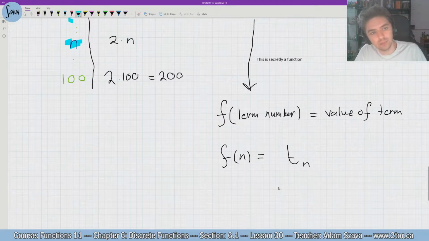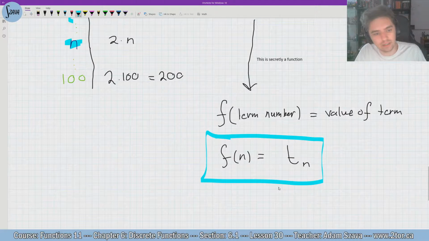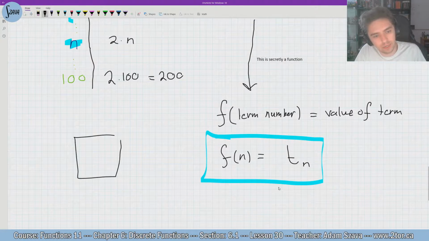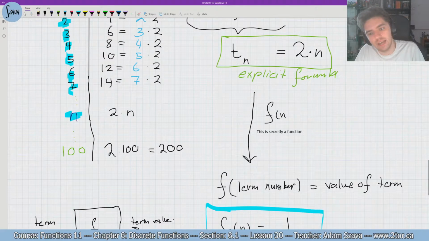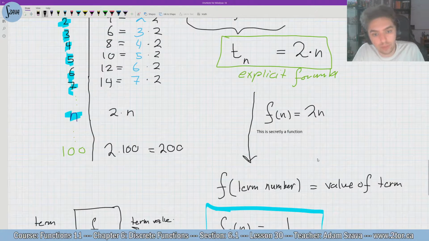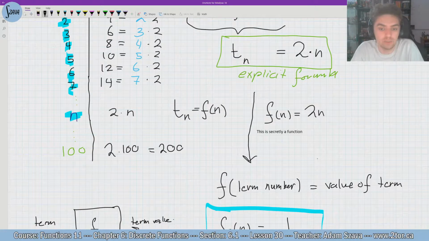And so it's really a function. It's a machine. Let's go back to our lesson number 2. It's a machine, f, that takes in the term number and outputs the term value. For our particular example, f of n equals 2n. And you can see it's a function. So whenever I write T of n, that is f of n. That is a function. It's just a different way to write it. And before you learn about functions, it's always written like that. But it is a function. It always has been a function. It's just that you never really called it that.